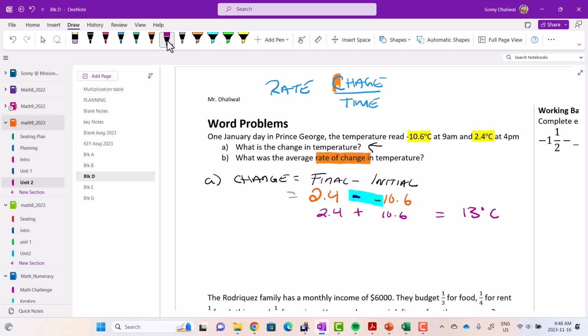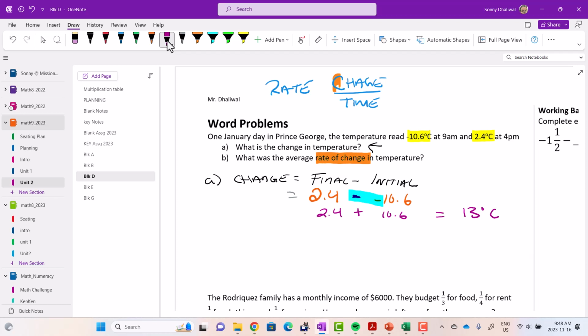And it makes a difference, right? If it's plus 13, it means it went up 13 degrees. If it's minus 13, it went down. So the amplitude of the sign makes a big difference, so you're going to have to be careful. That's telling us the temperature rose. It didn't drop.